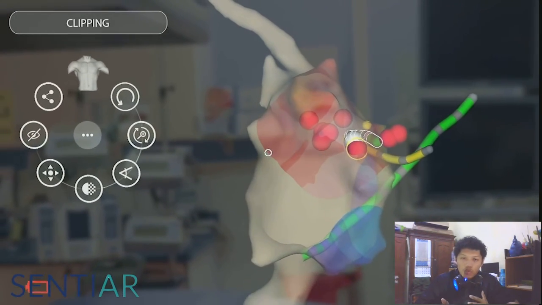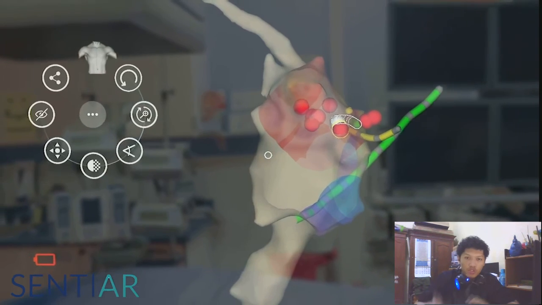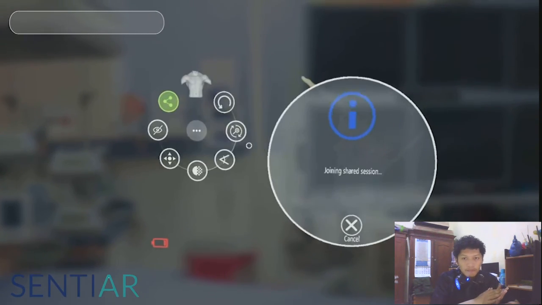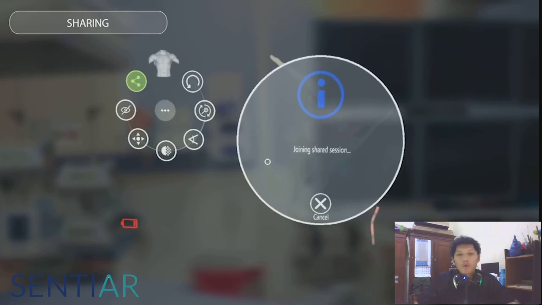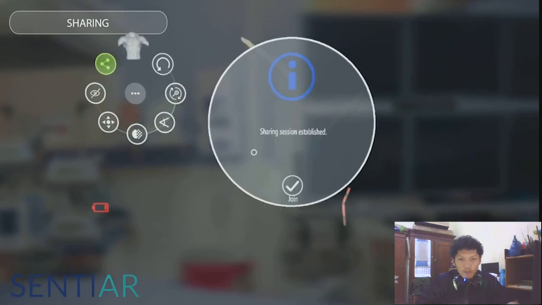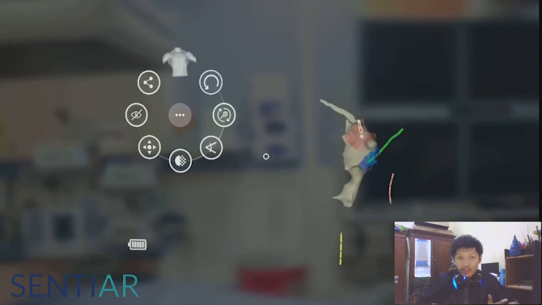Sentiar's mission is to transform interventional procedures with a 3D augmented reality platform featuring real-time holographic visualization of the patient's actual anatomy and catheter location, floating over the patient.